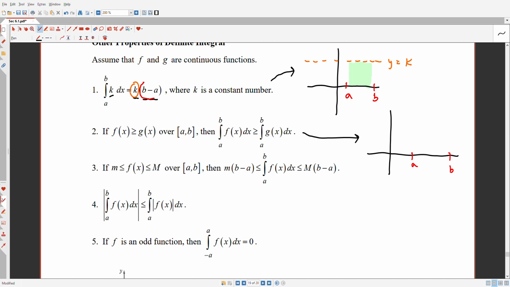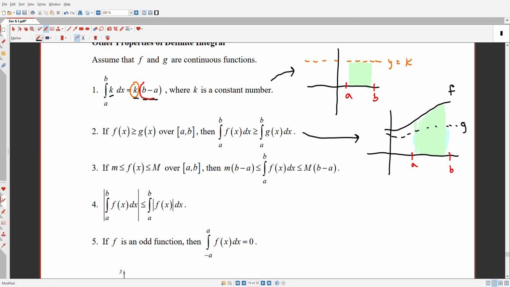If my curve f of x is always above g of x, maybe that's f of x, and then g of x is this other curve, I'll make it dotted, it's always less than, then it's pretty clear to see that the area under f of x, I'll shade as green, is going to be more. It's going to have more positive area than the area under g of x, which I'll try to shade in blue, but you can't really see it. Right? The f of x area is above the g of x area. So that's all property 2 is saying.